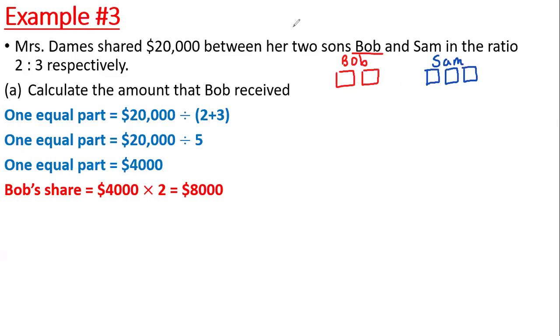And so each one is going to have what? 4,000, 4K. 4K means 4,000 for some persons who may not know that. So each one of them has 4K.